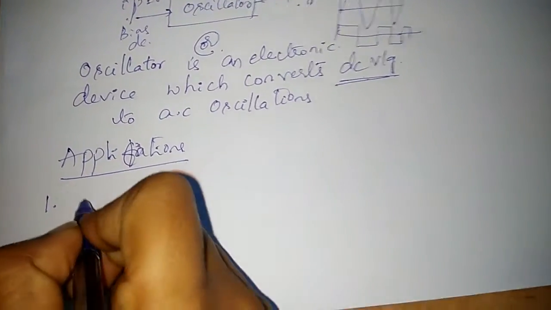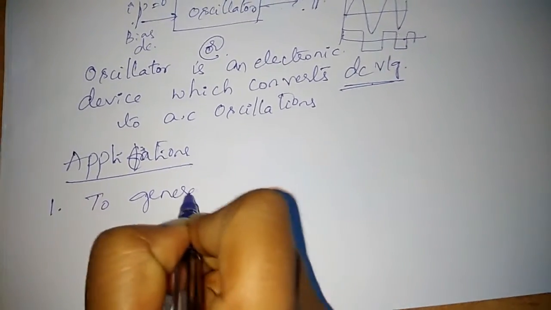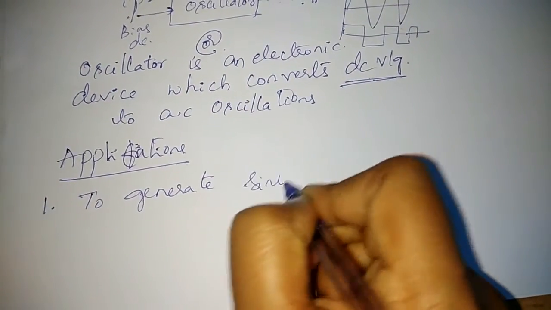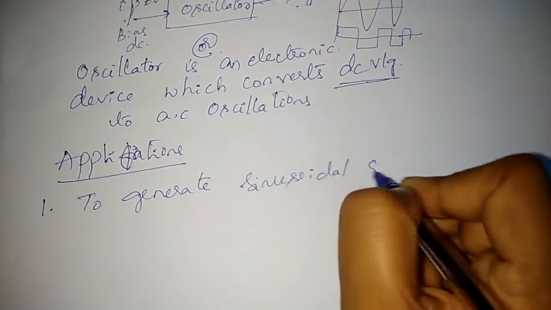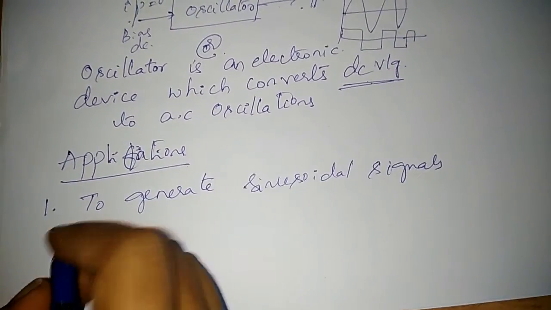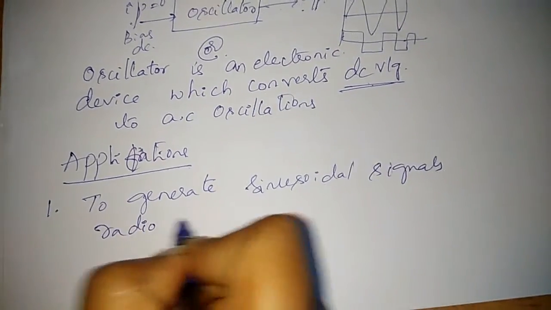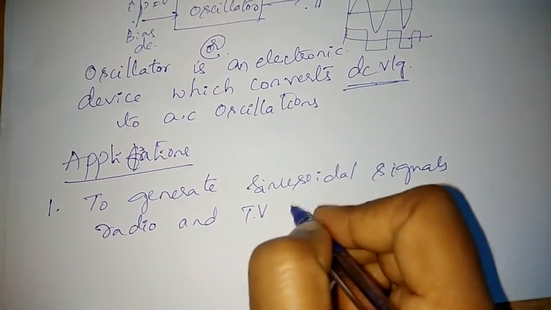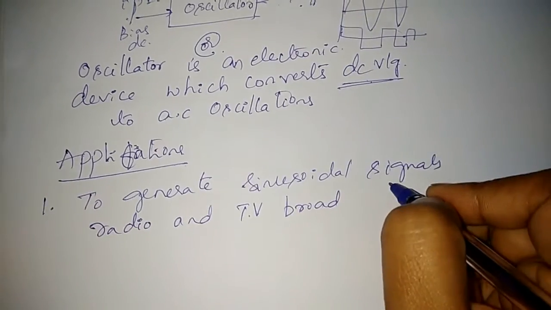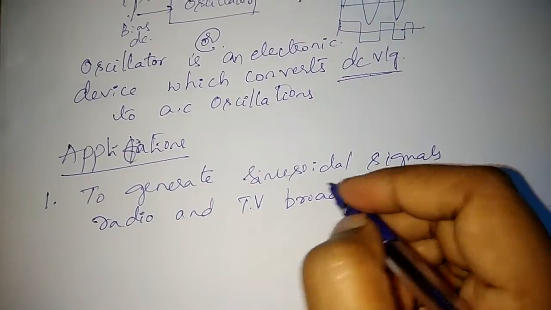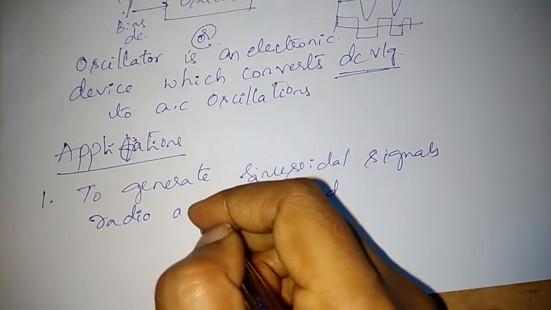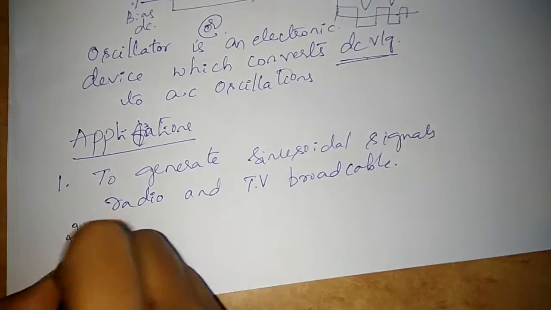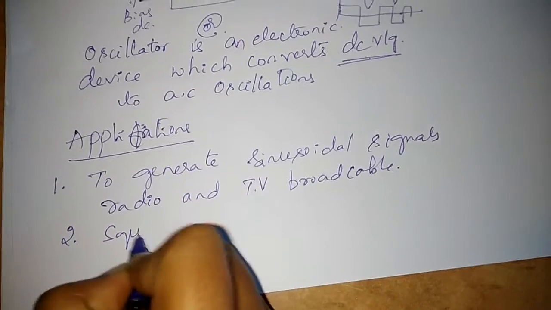The very first one is to generate waveforms. Particularly, it is used to generate sinusoidal waveforms or signals which are used in radio and TV broadcasting. In your radio and TV broadcasting, different types of signals will be generated. How do they get this? The sinusoidal signals will be generated by making use of the oscillators.